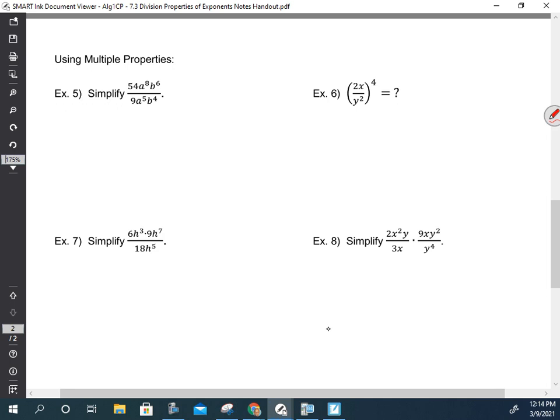So if you see a problem set up like this, there's nothing that says you can't break it apart. Take the numbers, work with them separately. Take the A's, work with them separately. And take the B's, work with them separately. Everything we work with separately. There's nothing wrong with that. So let's solve it out.